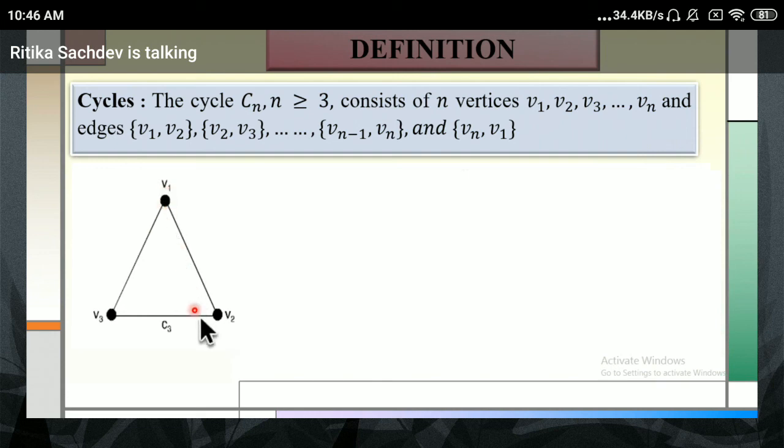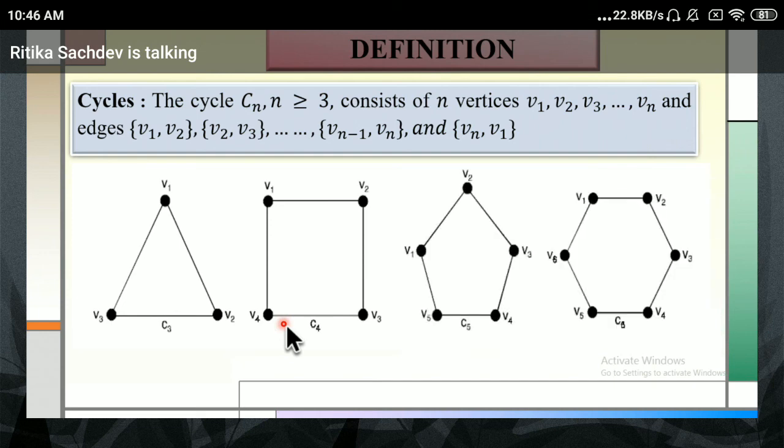So you can see v1 is connected to v2, v2 is connected to v3, and lastly v3 is connected to v1. This is called C3 because the number of vertices is 3. Similarly, if you check with 4 vertices, 1 is connected to 2, 2 is connected to 3, 3 to 4, 4 to 1 back. So the degree of each vertex is again 2. Hence cycles are also called 2-regular graphs.